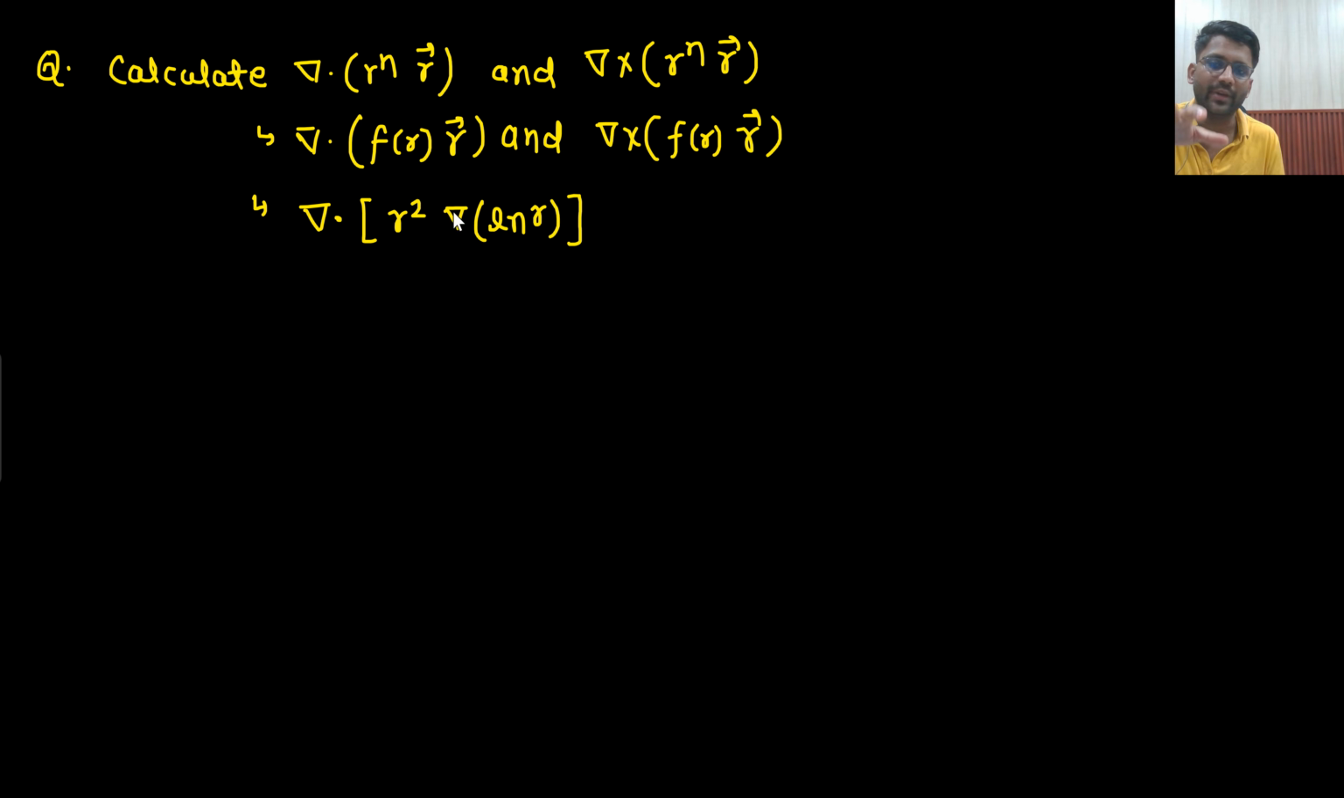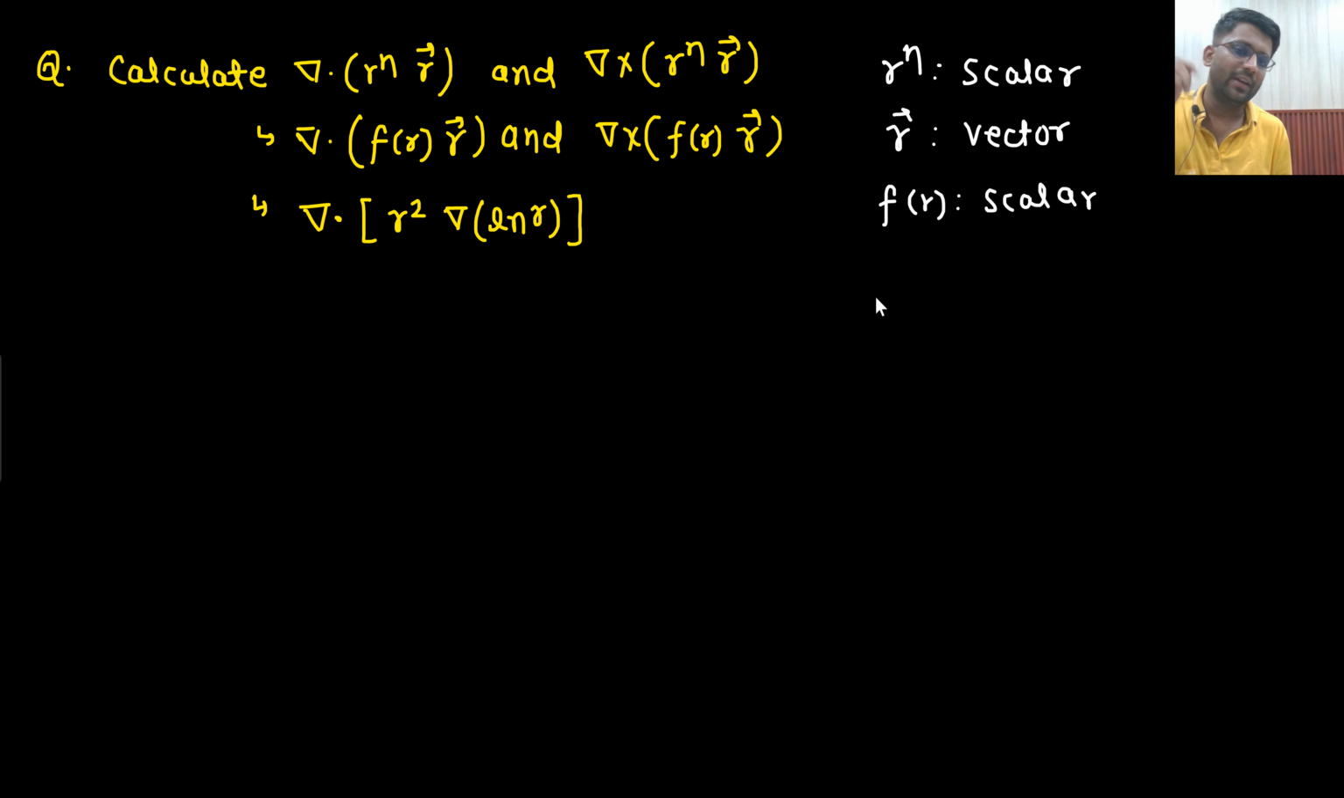Such kinds of questions could be asked in the examination hall. Try solving it. First one: calculate del dot r to the power n r vector. First of all, let me know what r to the power n is. Is it a scalar or a vector? Yes, it is a scalar field. R vector is a vector field, a function of r, a scalar field.